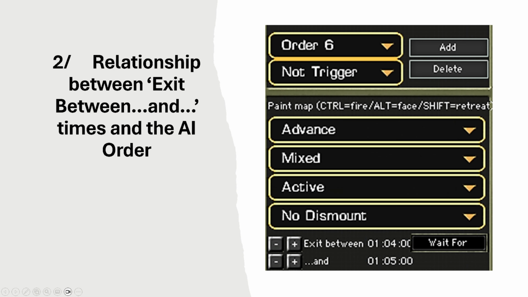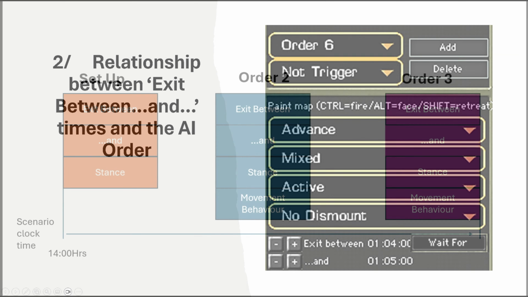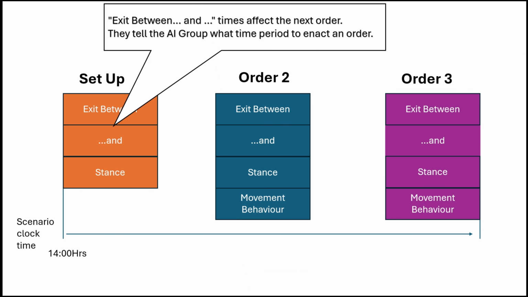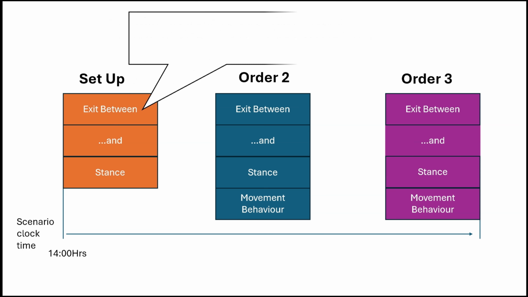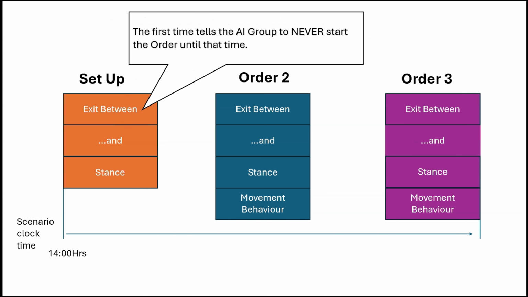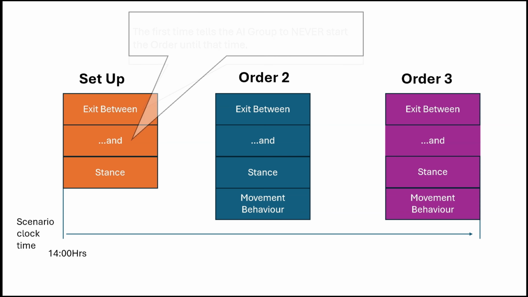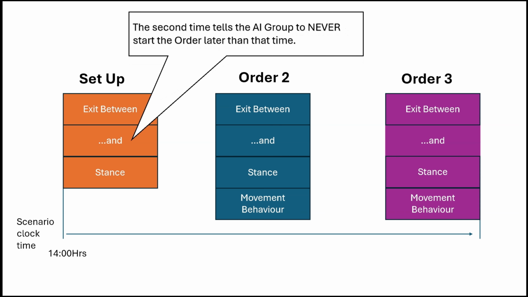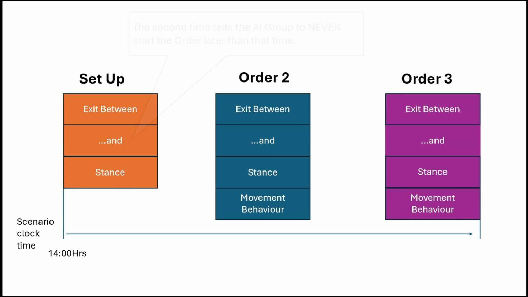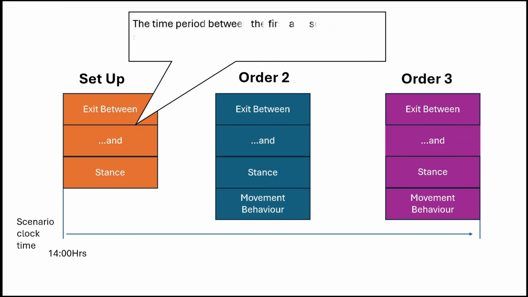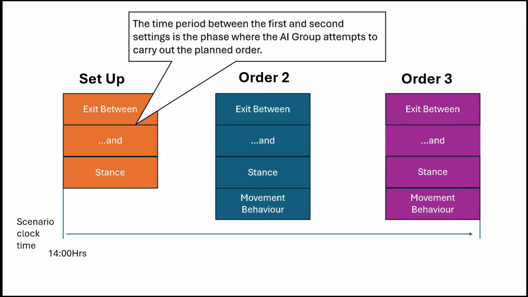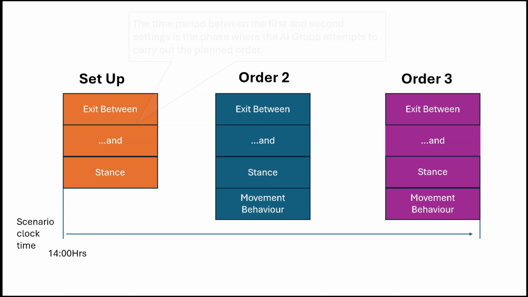Number 2. Relationship between exit between and times and the AI order. Exit between and times affect the next order. They tell the AI group what time period to enact an order. The first time tells the AI group to never start the order until that time. The second time tells the AI group to never start the order later than that time. The time period between the first and second settings is the phase where the AI group attempts to carry out the planned order.